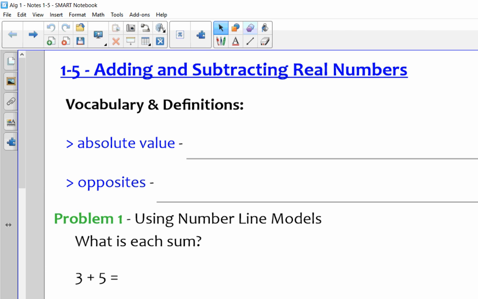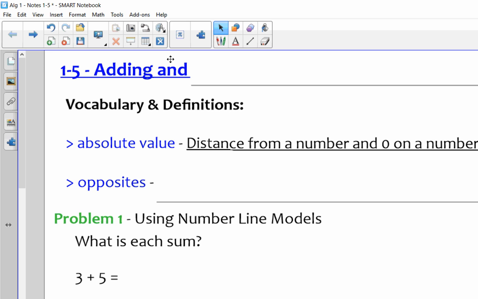Okay. A couple definitions we have here at the top. We have absolute value, which is looking at the value of specific numbers and has to do with a number line. So it's really the distance from a number to zero on a number line.